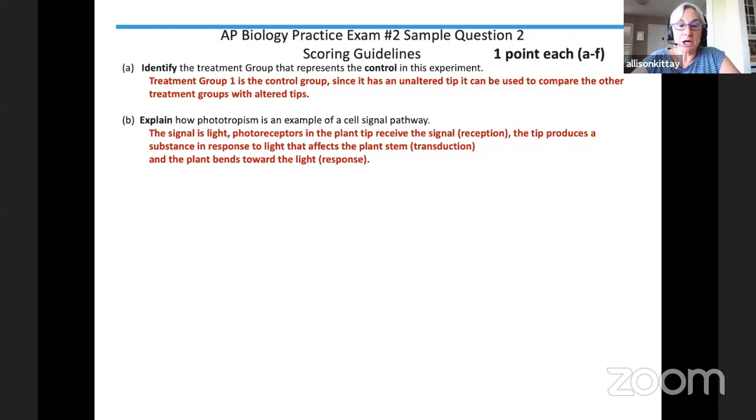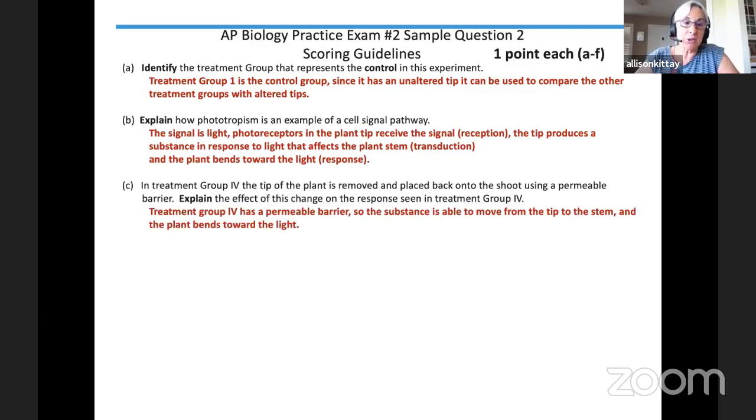And so there is a transduction process where that signal is going to be changed through a series of steps that will eventually produce a substance that will cause the plant stem to respond. And for the last part of the response, the plant stem is actually going to bend toward the light. Now, notice that I didn't go into detail about how that happens with the chemicals, and it's okay. If you know more, that auxin is the substance that's involved, you could certainly go ahead and be more specific about how that phototropism works, but this is about how phototropism is an example of that cell signal pathway.